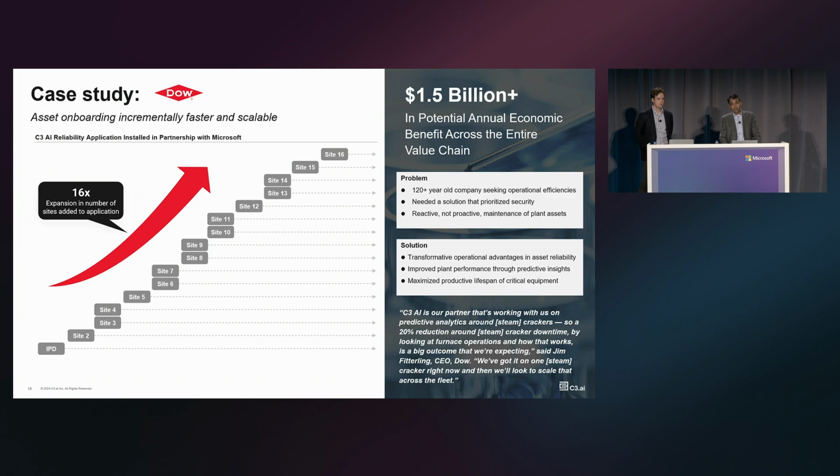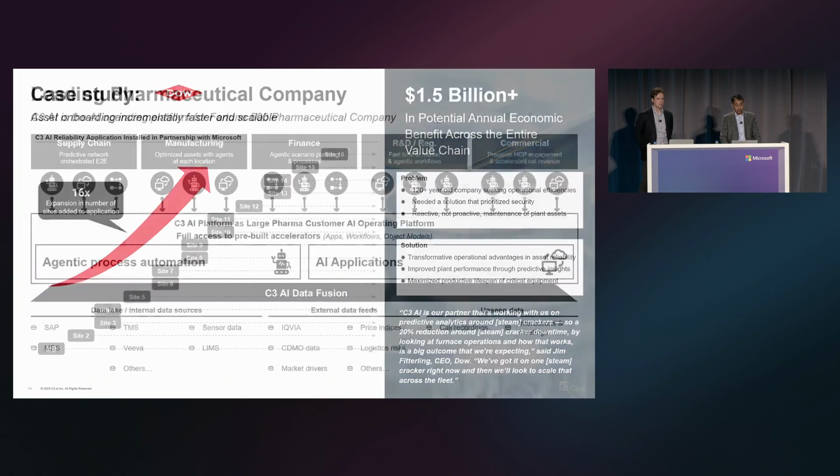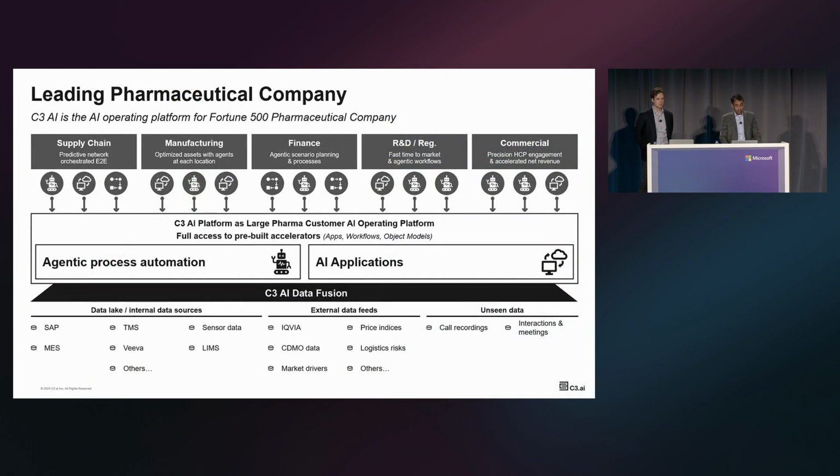And it started with furnaces for them, so we were trying to improve uptime of furnaces. This is a disguised example from a pharmaceutical company where really the platform up here, we started in supply chain, but now we're the platform for supply chain, manufacturing, finance, R&D, commercial, and you can imagine a value unlock that's exponential in its nature. As soon as you model supply chain in our ontology and our object model frameworks, those objects are reusable for manufacturing, they're reusable for finance, R&D, et cetera. So that's C3 AI in a nutshell.